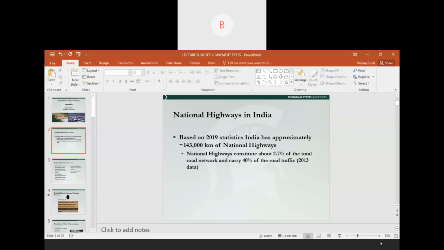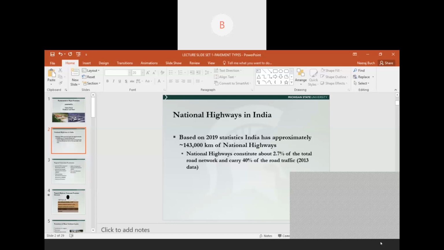So I did a quick Google search on the highway network in India, and based on some statistics, I found that India has approximately 143,000 kilometers of national highway, and 2.7% of those national highways carry close to 40% of the traffic. That is based on 2013 data. So it's very clear that the performance of pavements, whether it is concrete pavements or asphalt pavements, is very critical to the economic lifeline of any country.